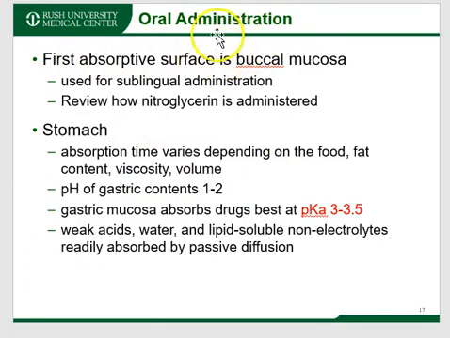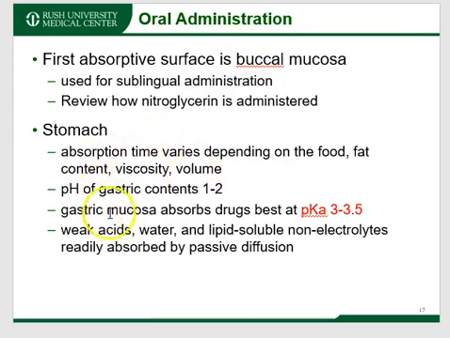Okay, and so within oral absorption or oral administration, really the first kind of absorption-based surface is the buccal mucosa, and this is great. This is an area of rich blood vessels right under the tongue, and in fact, this is how nitroglycerin is administered. You put the quick dissolving capsule or tablet underneath the tongue, and it gets absorbed really quickly. The patient doesn't actually swallow the nitroglycerin. It gets absorbed under this buccal mucosa surface.